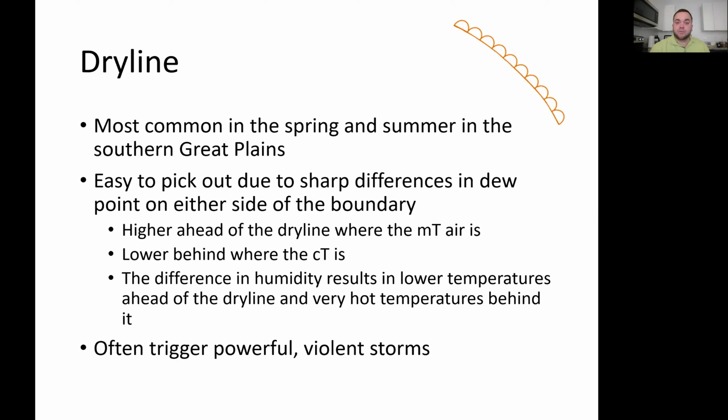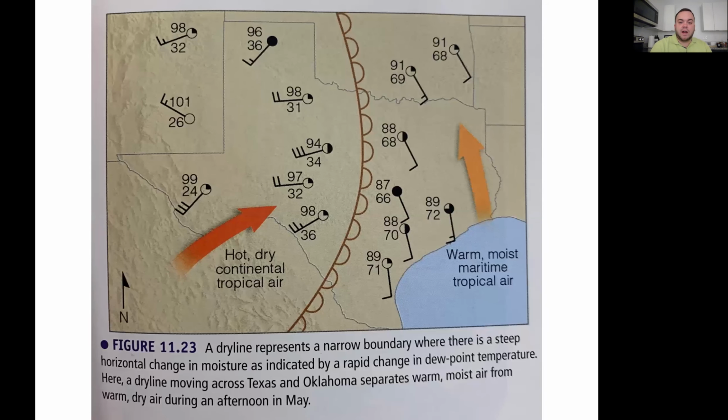And again, with regard to severe weather and convective storms, we typically see the dry line being a trigger of powerful, violent storms. And the big, big tornadoes that we see in the southern Great Plains typically happen near or just ahead of dry lines. So I love this map here again because we can see where the position of the dry line is, and we can see that ahead of the dry line, we've got southerly winds off the Gulf of Mexico.